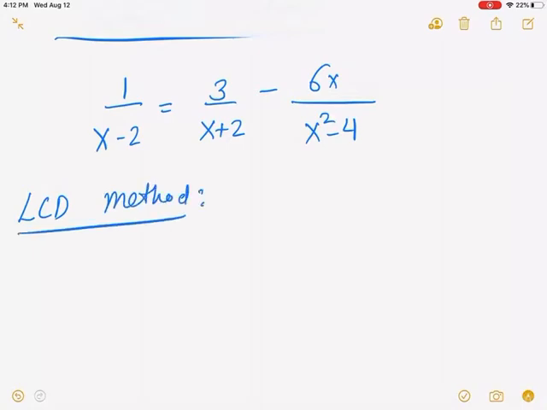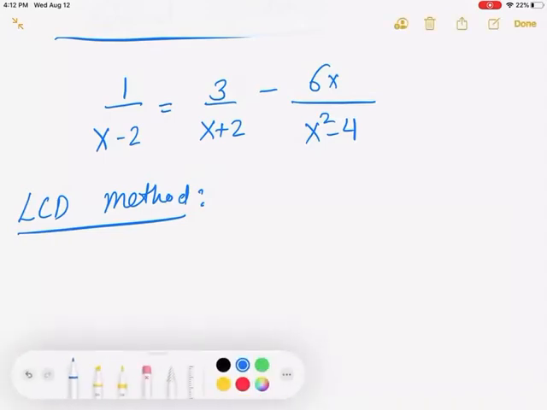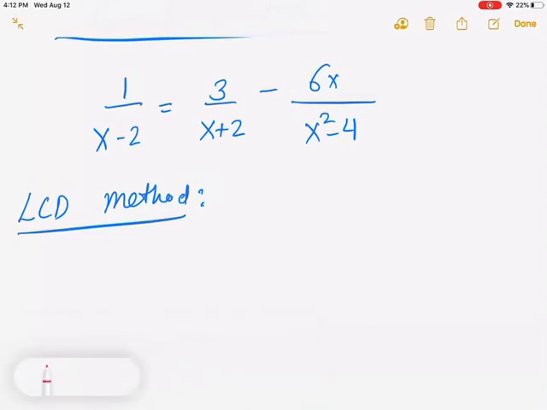So in order to solve these kinds of fractional or rational equations, the LCD method works way easier than any other one. So what we do is, first you have to have the LCD of all the denominators. But it's better to simplify each denominator first. So this is already simplified. This is also simplified. But this one can be simplified because I see it's a difference of two perfect squares. So I could factor this as x minus 2 and x plus 2.